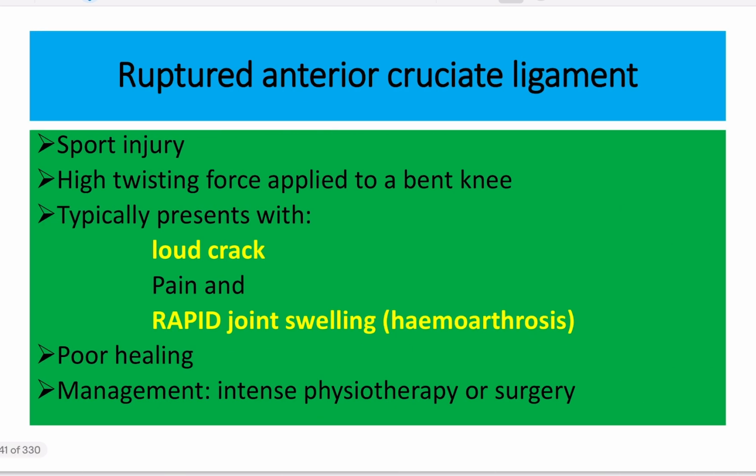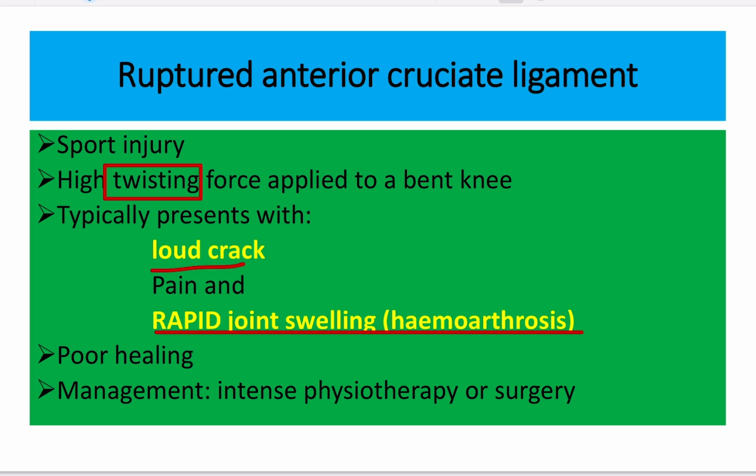So for rupture of the anterior cruciate ligament, what is the feature? It is usually a sports injury and twisting injury. This point is very important. It is the twisting injury, and there is a loud crack and rapid knee joint swelling. Why does the swelling occur? Because there is hemarthrosis, that means blood accumulation in the knee joint. Why is there blood accumulation? Because the medial genicular artery lies within the anterior cruciate ligament, and when the ligament tears, the medial genicular artery also tears, causing accumulation of blood.